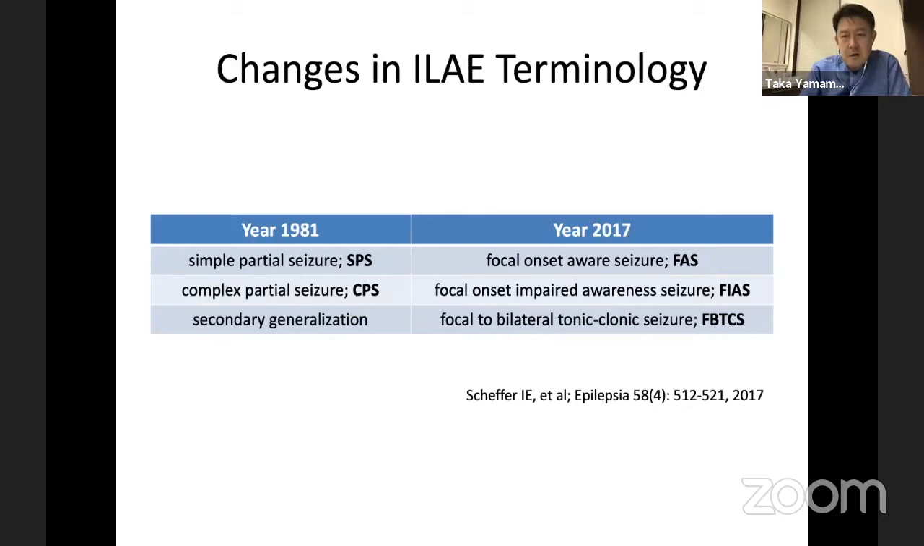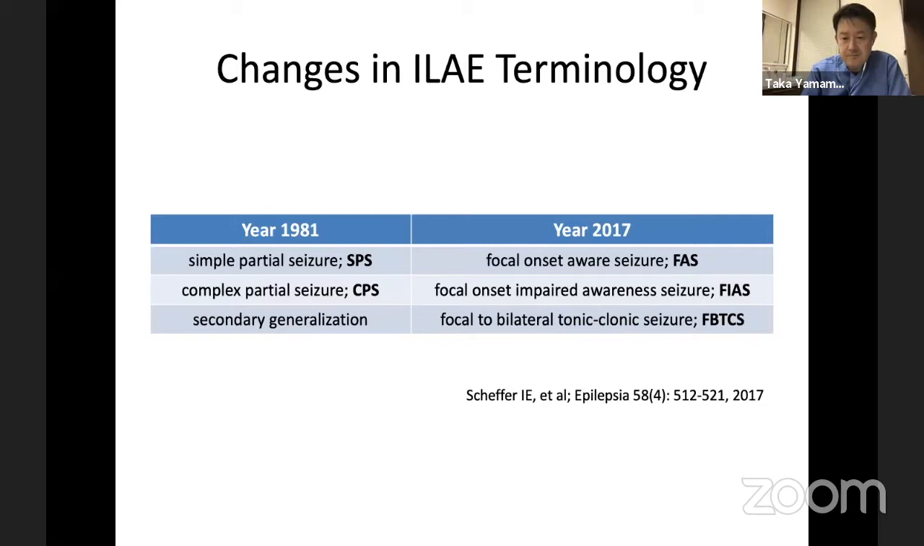Particularly young neurosurgeons should know this new terminology and use these words when you present at the congress. This is very important.